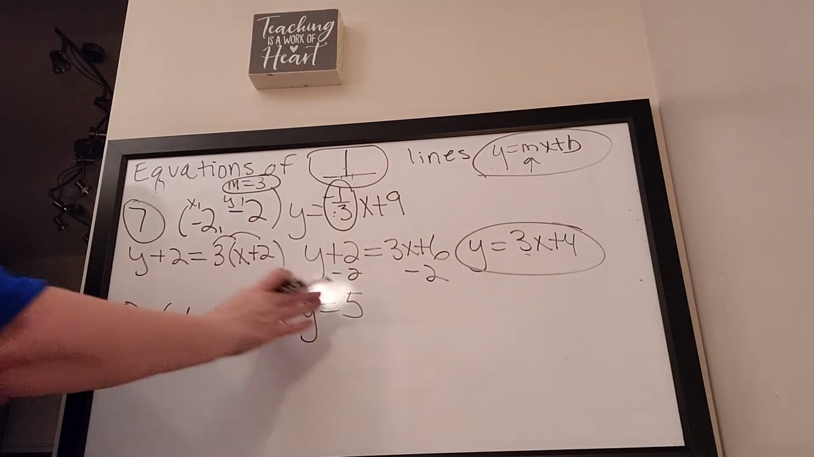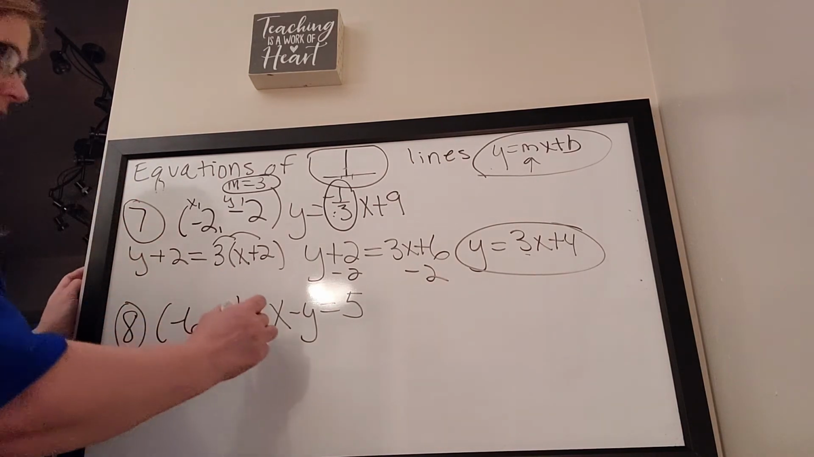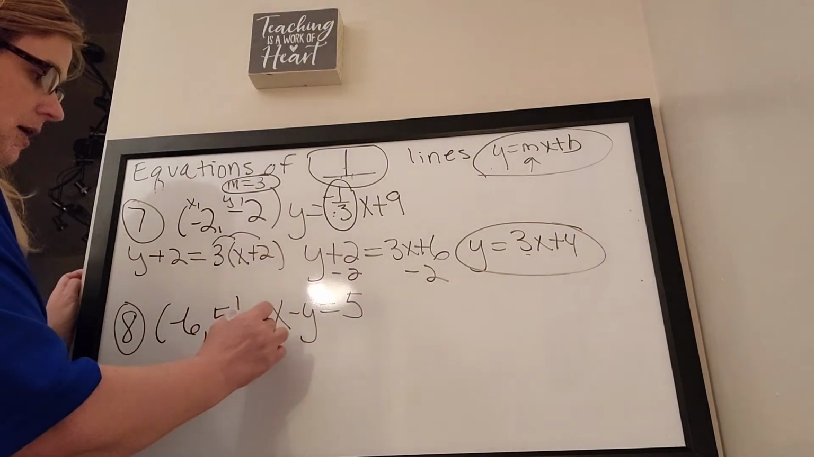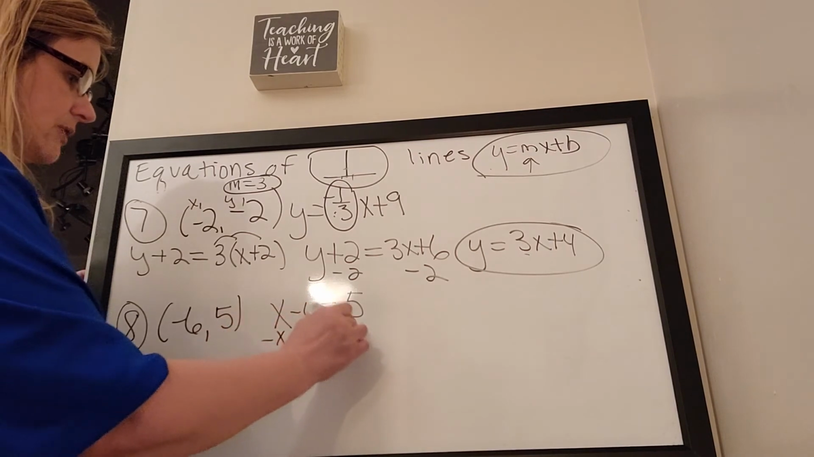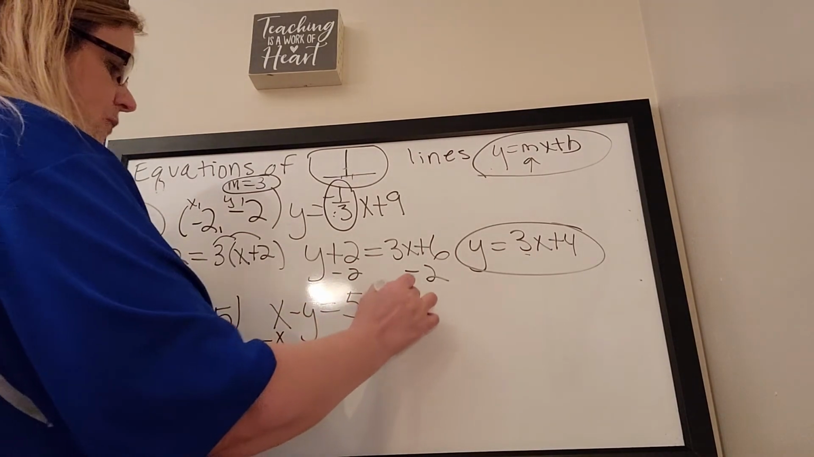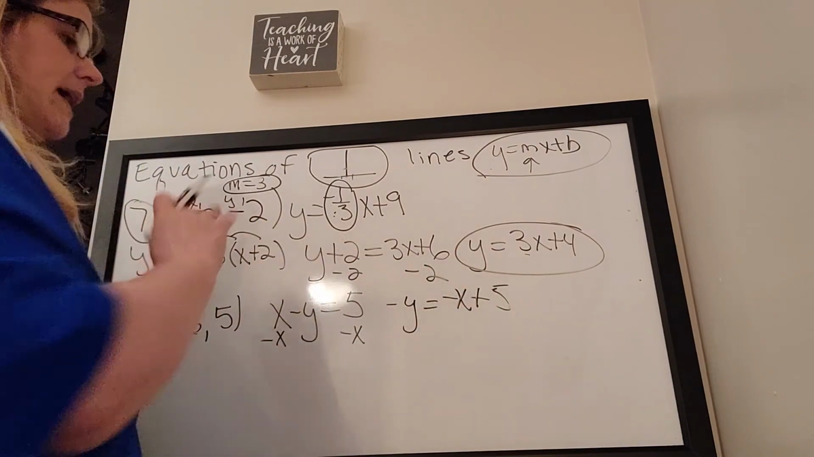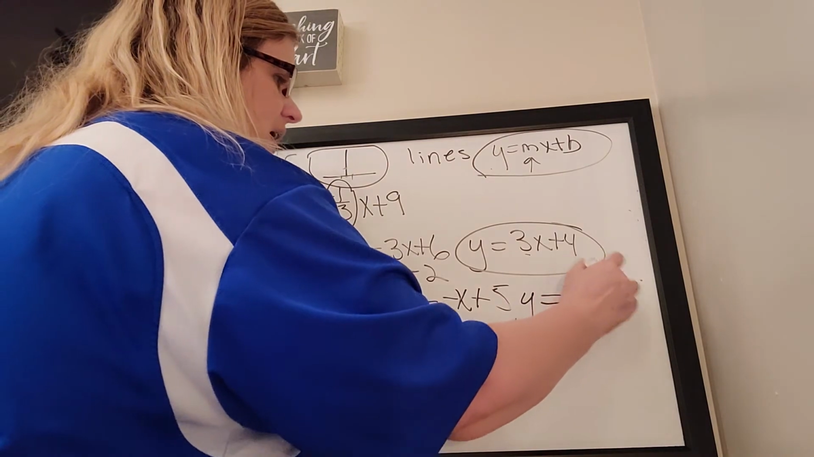Here's another one. First, I have to put that in slope-intercept form to find out what the slope is. So this right here is in standard form. To get it into slope-intercept, I need y by itself. So subtract x from both sides. So negative y equals negative x plus 5. Y can't be negative, so I'm going to switch all the signs. Y equals x minus 5.